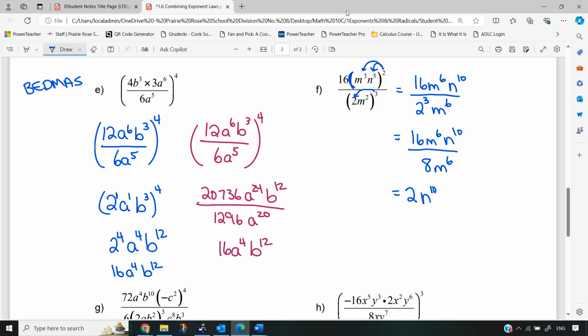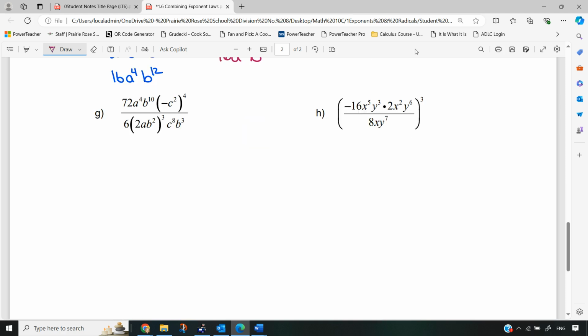Now, when I say cancel out, that means that they're dividing to be 1. So my final expression is 2 times n to the 10th. So as we look at this example, what we want to do is pay attention to where our brackets are and what our exponents are applying to.